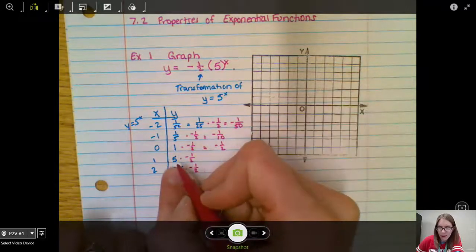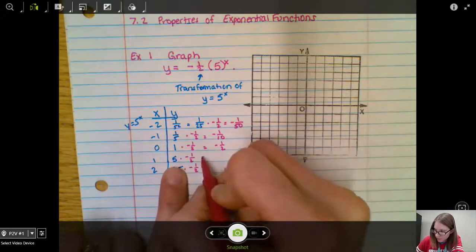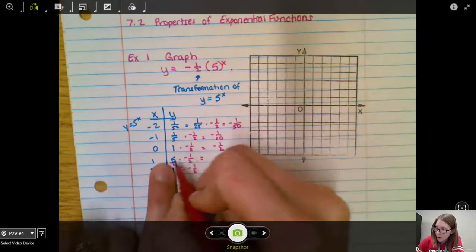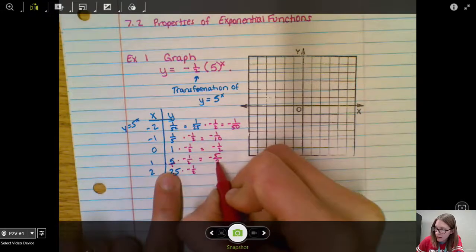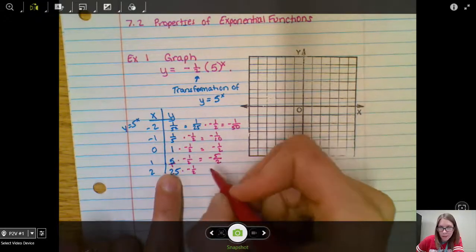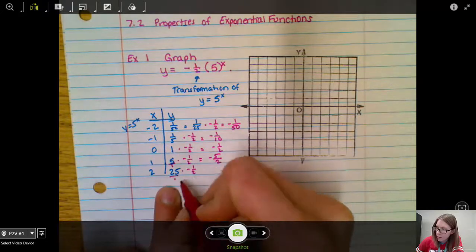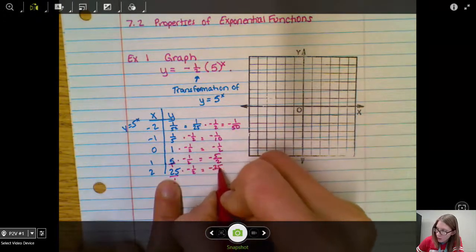Okay, keep in mind that the 5 here is really 5 over 1. So make this 5 over 1. My numerators multiplied, it's -5 over my denominators, 2. And then same idea here, 25 over 1. Multiply your numerators and your denominators. You get -25 over 2.